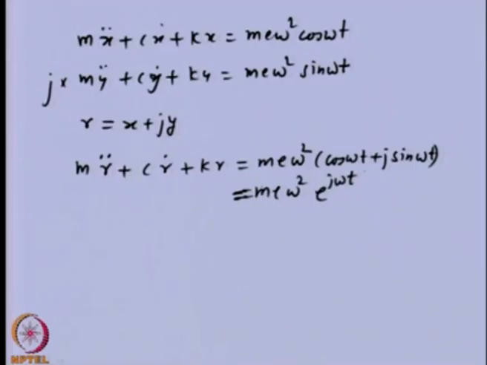Now the response can be assumed as an amplitude, having some frequency that is coming here, and the phase also. Phi is the phase and r is the complex amplitude.